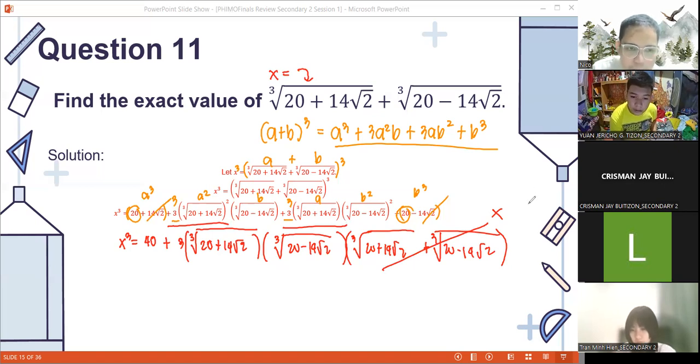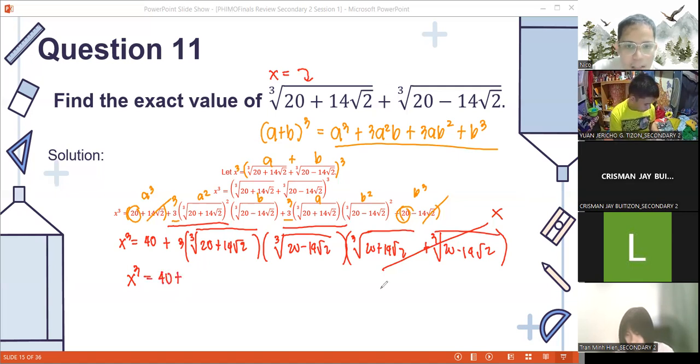Ask me if you have any questions. So we just factored it out, right? Then after factoring it out, follow this one. That's just equal to x. Okay, so let's see where it will get us. So this one will become x cubed equals 40 plus, and then x cubed equal to 40 first.